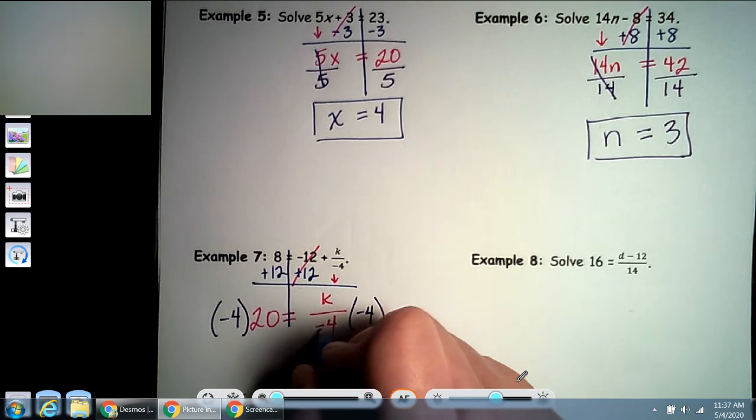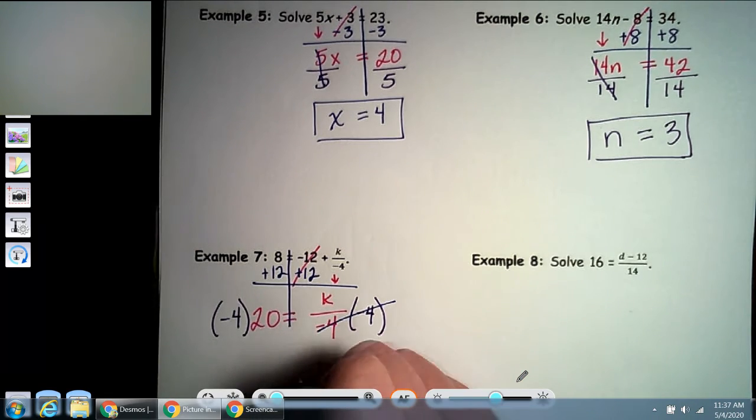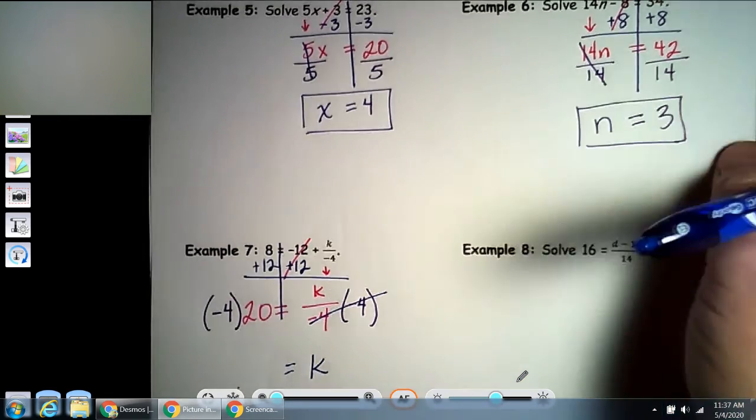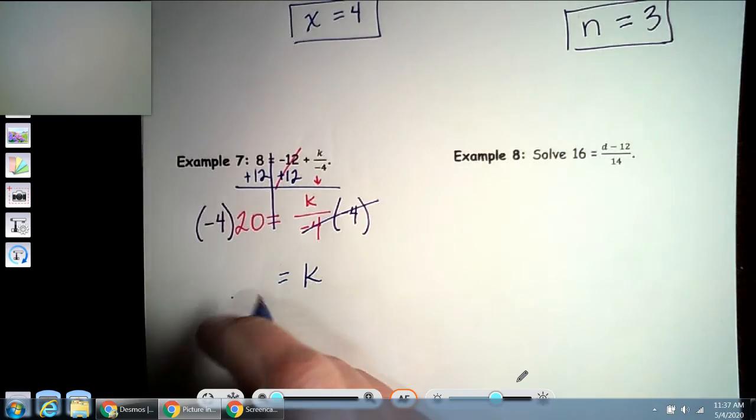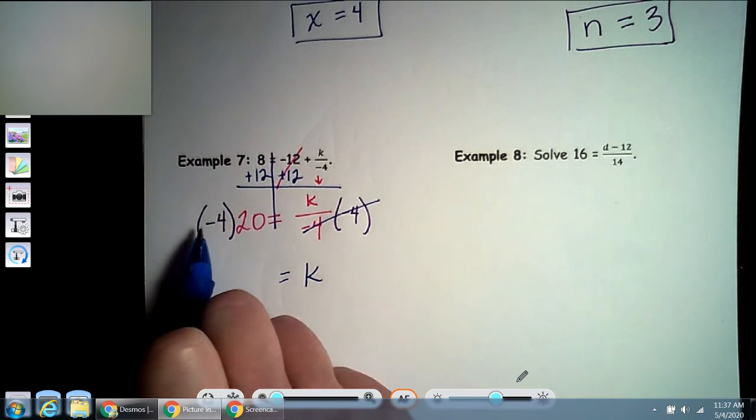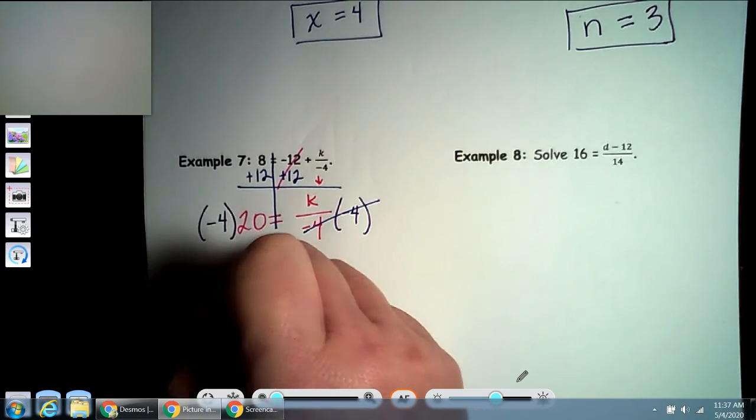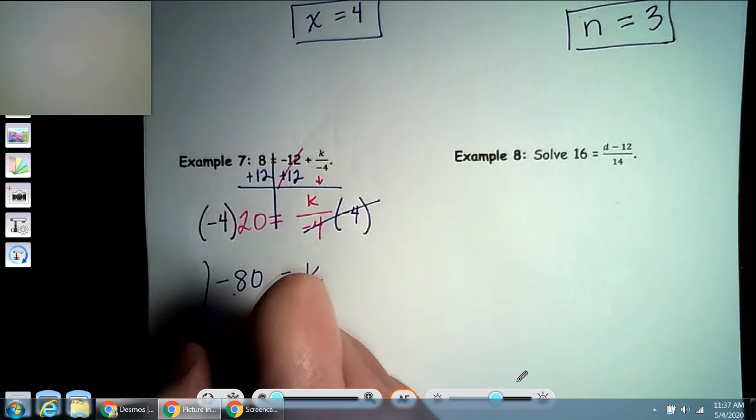Negative 4 divided by negative 4 is 1, so that's just a 1k. So we have k all by itself now. And then I'm just going to simplify over here. Negative 4 times 20 is negative 80.